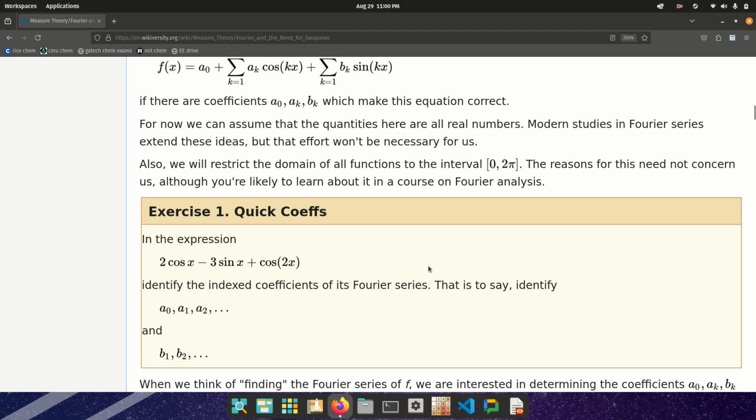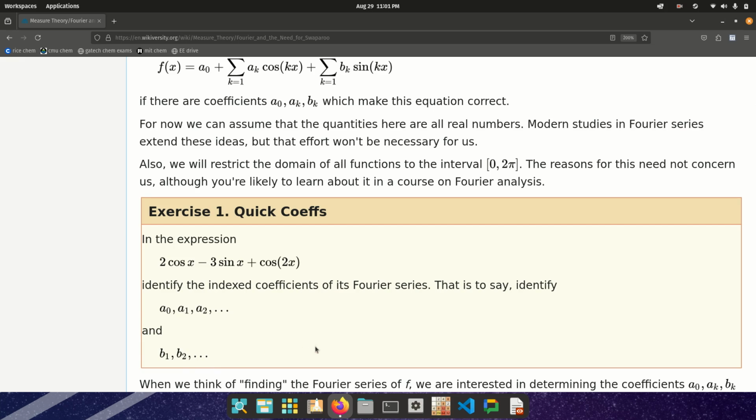Let's now talk about the sine terms. With k equal to 1, we're talking about sine of x. In the complex form, it has a coefficient of -3. So b sub 1 should equal -3. All the other sine terms have a coefficient of 0, and so b sub 2, b sub 3, and so on, are all 0.